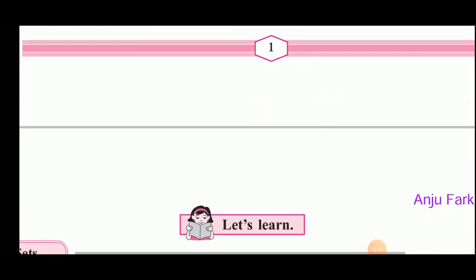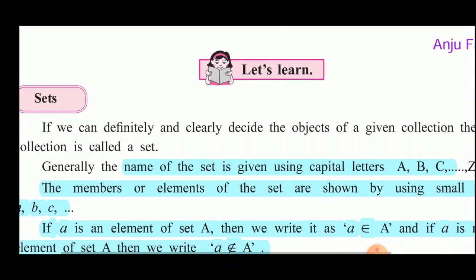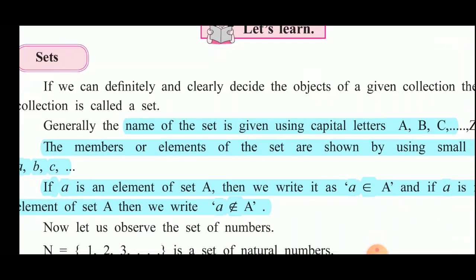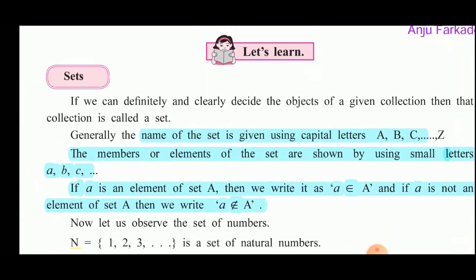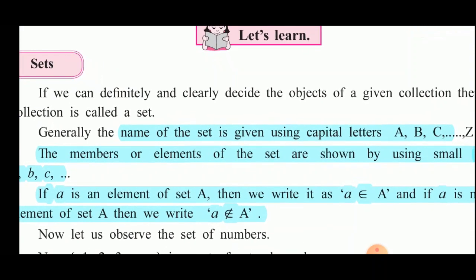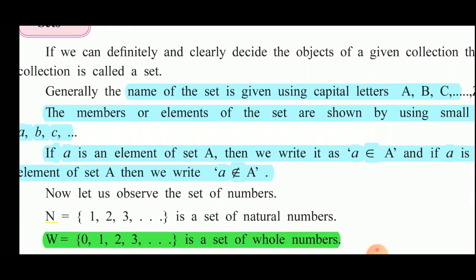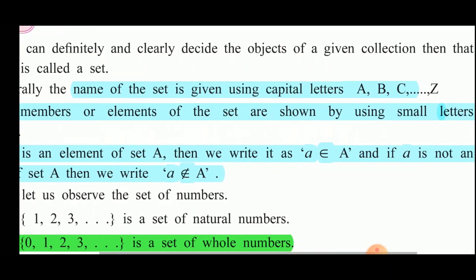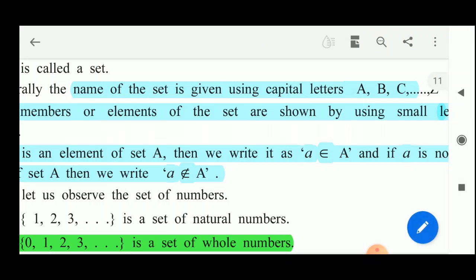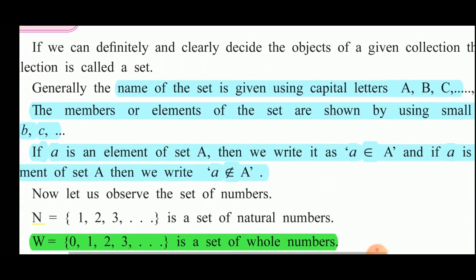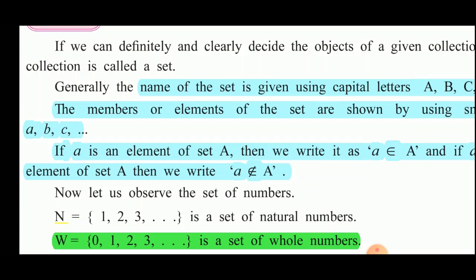Now next, let us consider how to denote a set. The name of the set is given by using the capital letters of the alphabet from A to Z. The members or the elements of the set are shown by using small letters like a, b, c and so on. Now here let us use this symbol. If a is an element of the set A, then we write it as a belongs to A. So this is the sign, a belongs to set A. And if a is not an element of the set A, then we put a stroke over that belongs to sign, which denotes does not belong to.